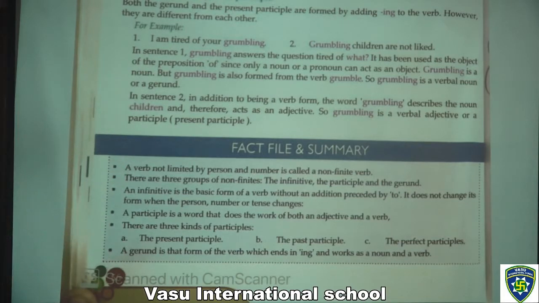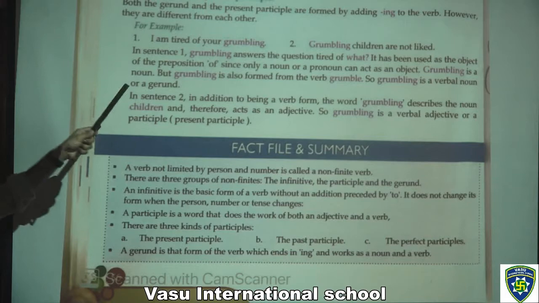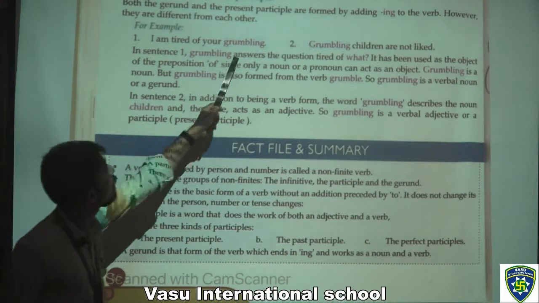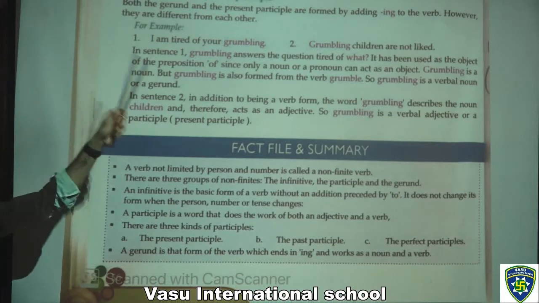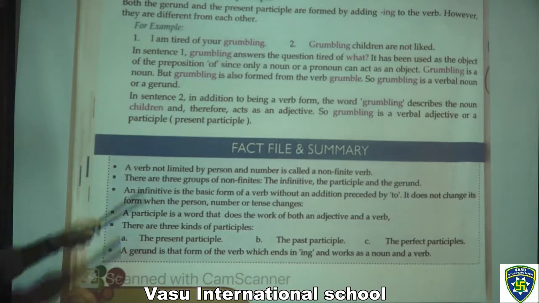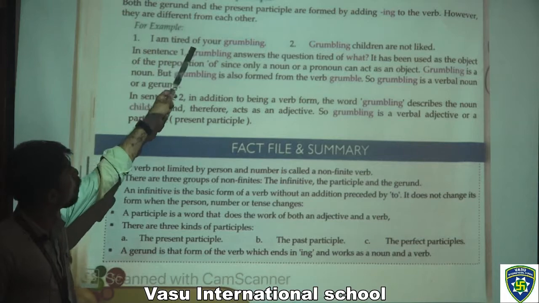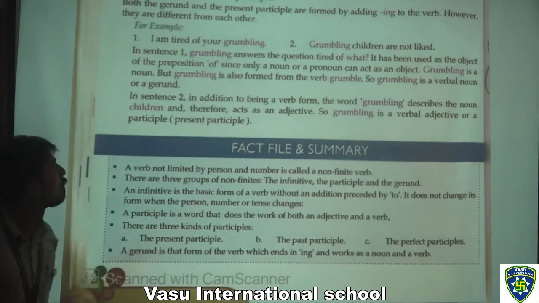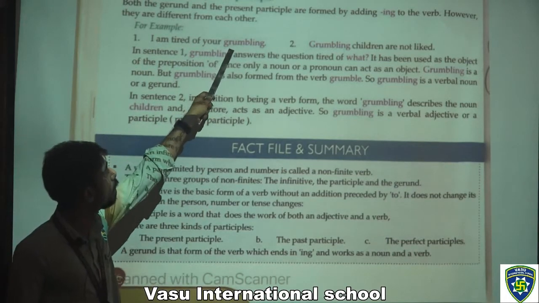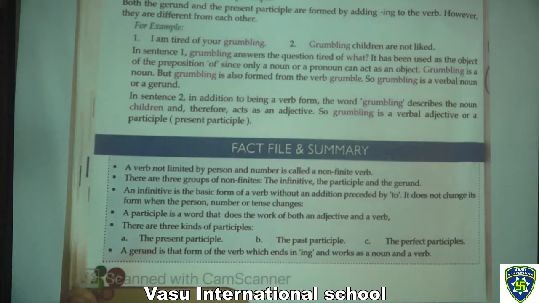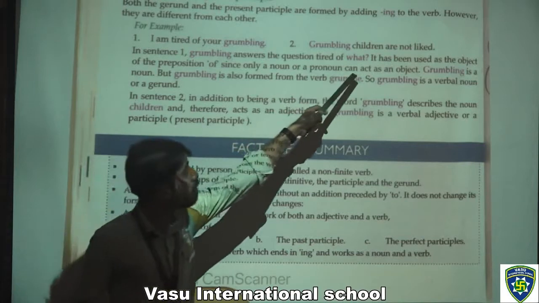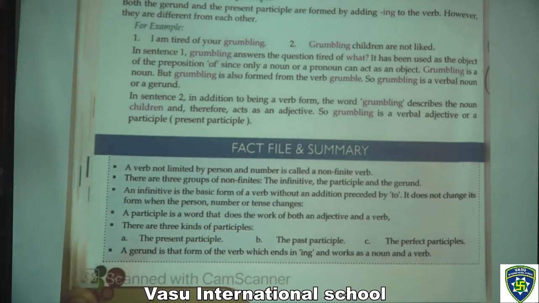Okay, after that we have the gerund and the present participle. How can we form those sentences? Both the gerund and the present participle are formed by adding ing to the verb. However, they are different from each other. For example, I am tired of your grumbling. Now grumble is a verb, so we can add ing, so that would be a present participle, like grumbling children are not liked. That is the second one.